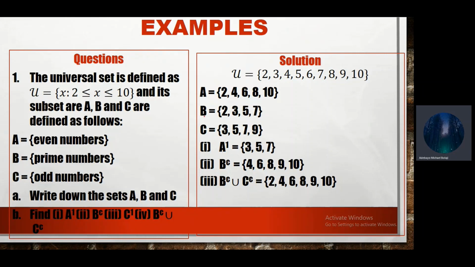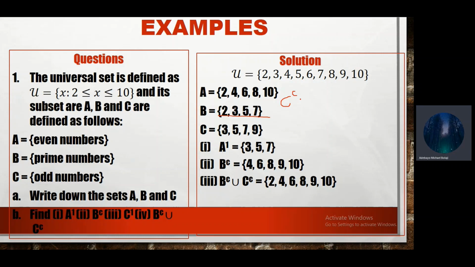Now look at B also. We can either write the complement as A raised to the power of 1 or B raised to the power of 1, whichever you want. Now our B complement is the elements in the universal set but not in set B. Now look at set B, we have 2, 3, 5, 7, but in the complement we have 4, 6, 8, 9, 10, the elements in the universal set but not in our set B. Now, B complement union C complement. Before we solve this, we found our B complement. Let's find C complement.